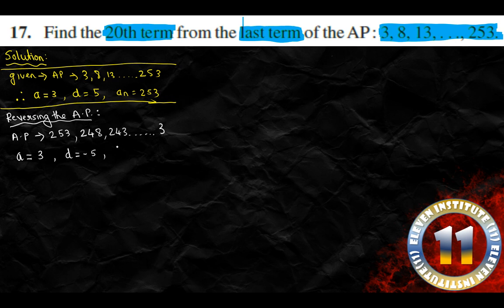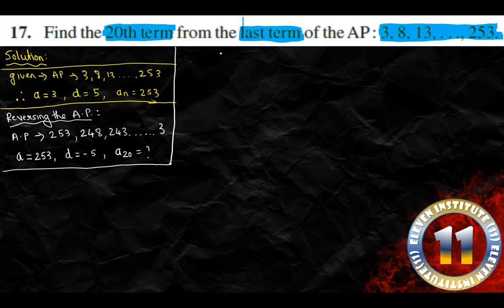So for this AP I want to find A20. I want to find A20, right? I hope this is clear. So for that, this just reverse the AP, right? Now what do you think? Can you find any mistake over here? Yes, there is a mistake over here. This is 253, right? First term over here will become 253. Difference will become negative, sign will change, and now we want to find A20.